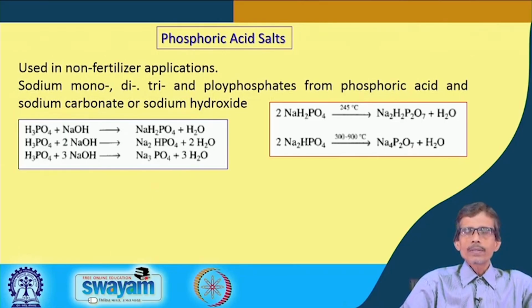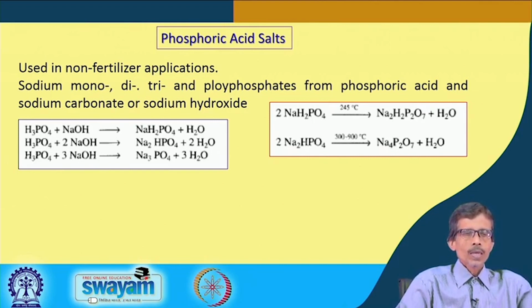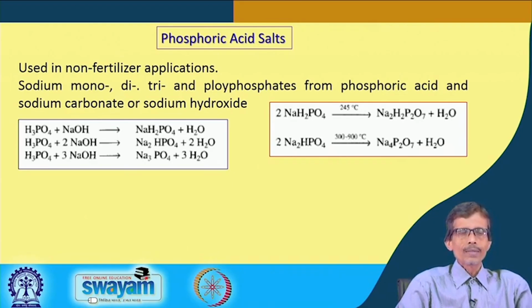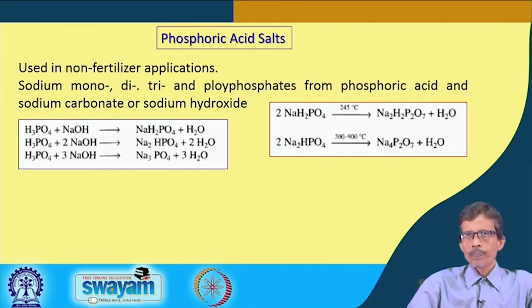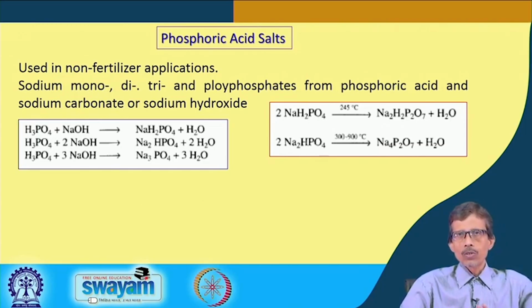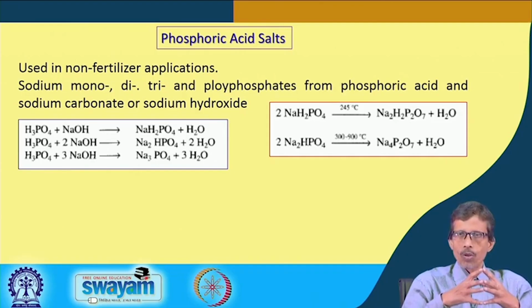Why are we seeing all these things? Why are we studying all these things? Because these can have some non-fertilizer applications. So far we have seen that phosphorus or phosphorus-based compounds can be useful for fertilizer applications, but they can be useful for some other non-fertilizer applications. So the first thing we can try is the corresponding sodium salt. We can have some other salts also, like the ammonium salt. We can have the calcium salts also.